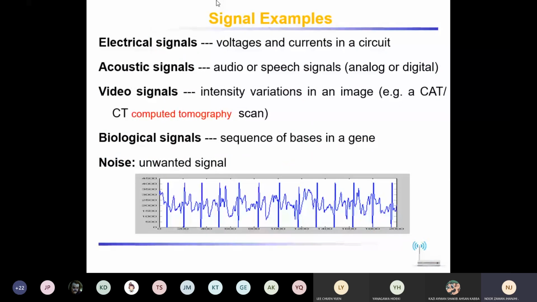Now, signal examples could be many. We cannot limit it to what we just mentioned here. There could be so many, but just for a few, we name them here for your better understanding. Electrical signals could be, video signals could be, audio signals could be, CT scan signals could be, biological signals could be, noise signals could be, different frequencies could be. They all are signals.